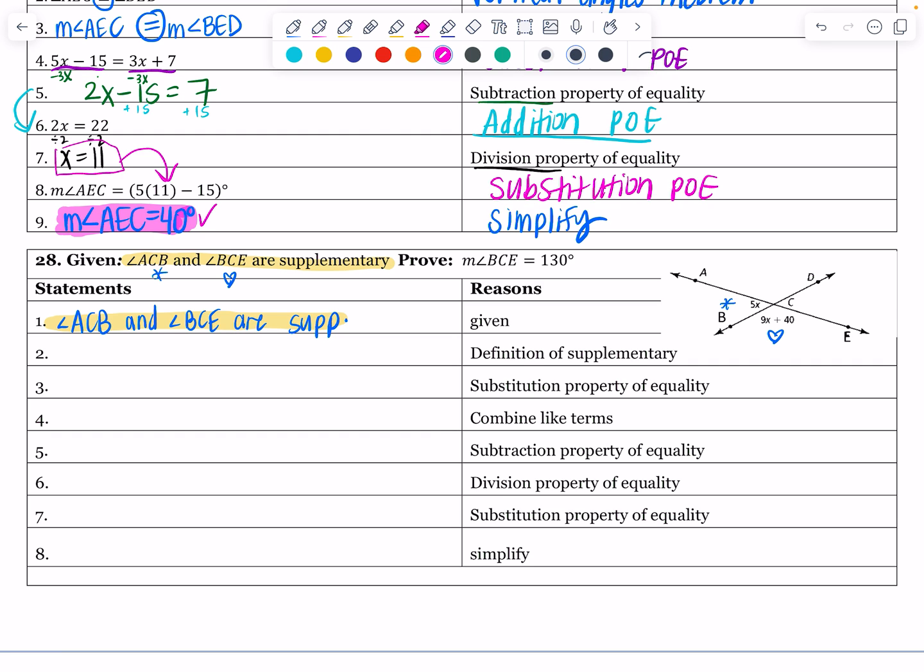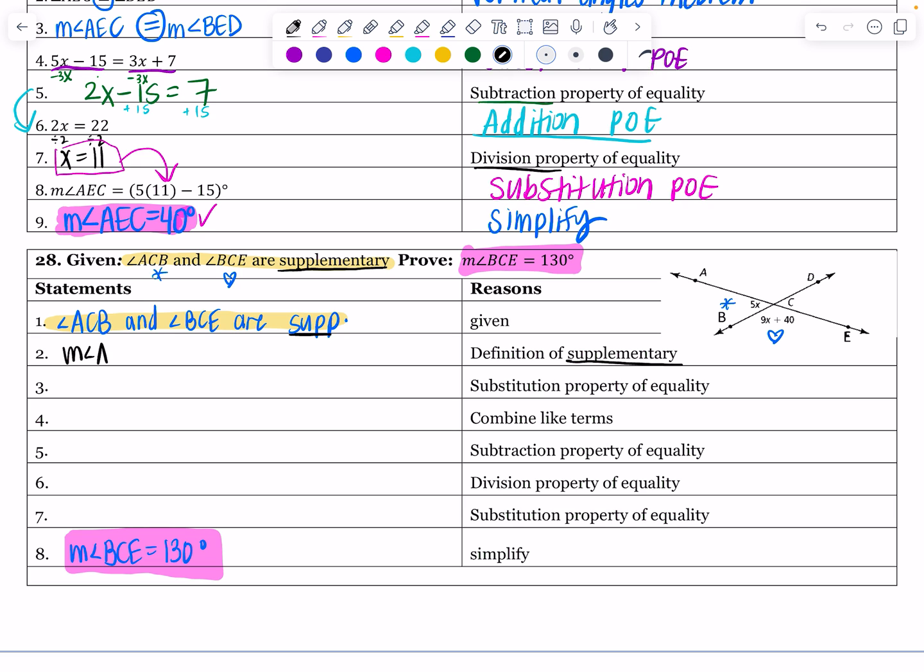What am I ultimately trying to prove? That the measure of angle BCE is 130 degrees. So that should be the very last statement that I reach, that the measure of BCE is equal to 130 degrees. Okay? So start with the end in mind, and then we're just going to fill in the process. When they tell you a vocabulary word in the given, you're going to use the definition of that vocabulary word rather quickly, because they don't just tell you that for funsies, okay? If they tell you that those are supplementary, they do that for a reason.